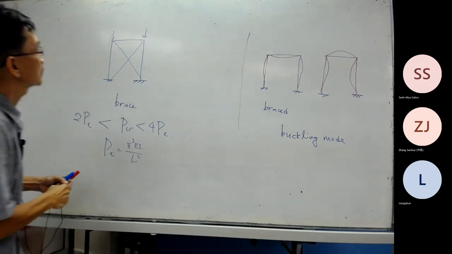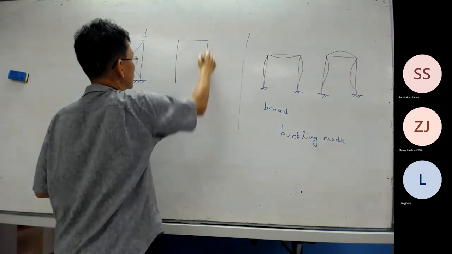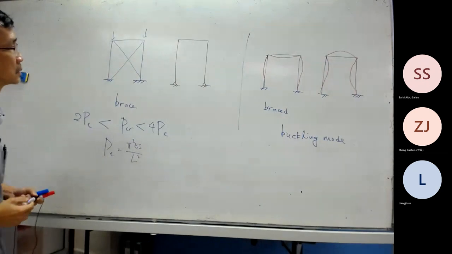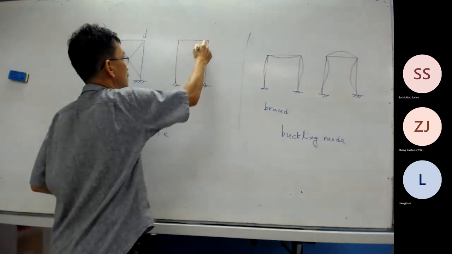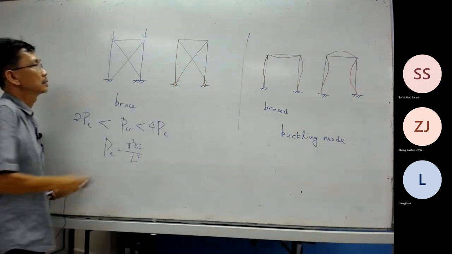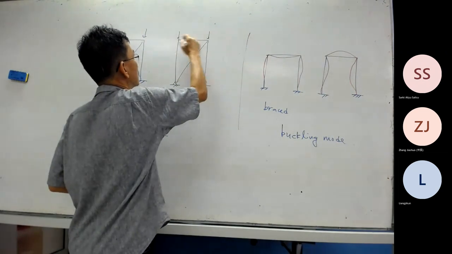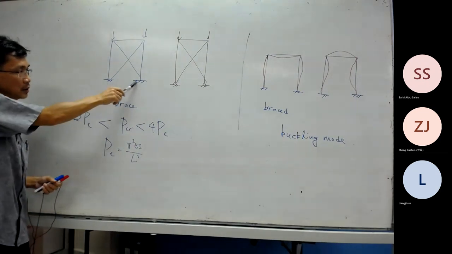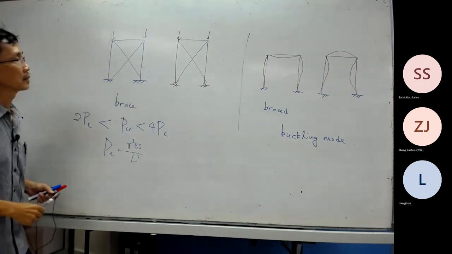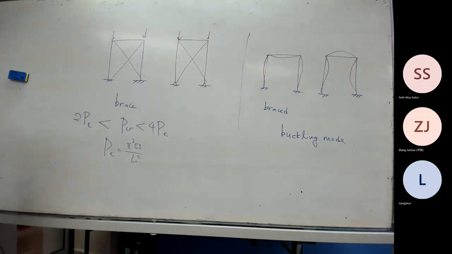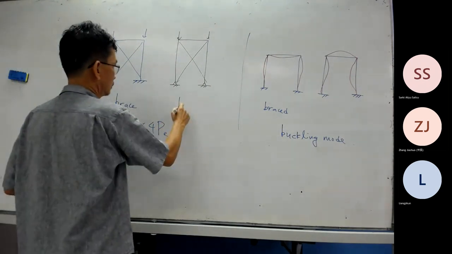Now, if it is like this now, first, this is also braced. So if you change this support from fixed to pin, this P critical here will be lower or higher? Lower. Oh, this is lower. Okay. This is also braced.